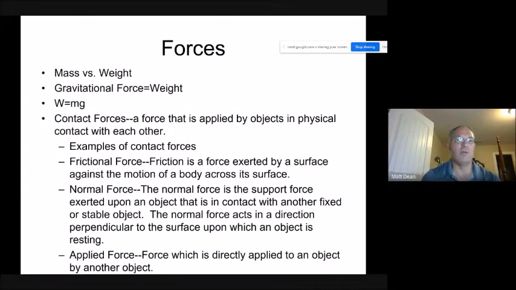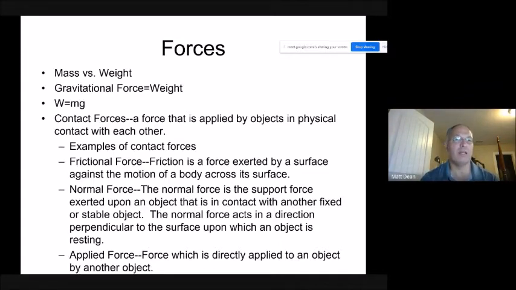All right, let's talk a little bit more about forces. Remember that mass is not a force. Mass measures how much matter is in an object. Your mass is the same no matter where you're at in the universe. You're made of the same amount of atoms.